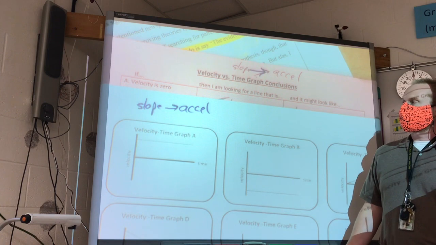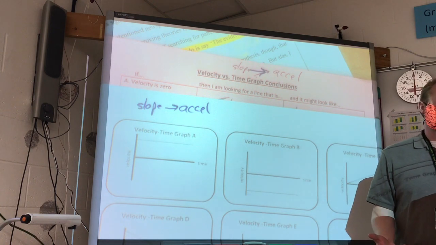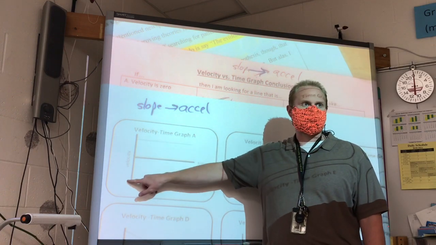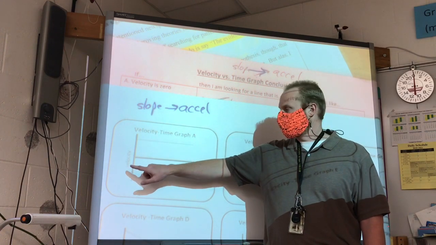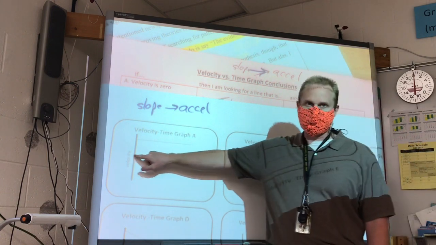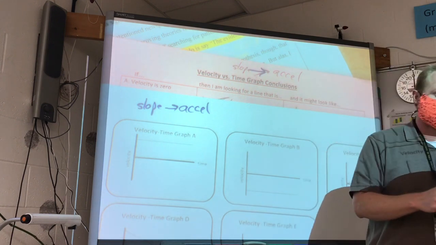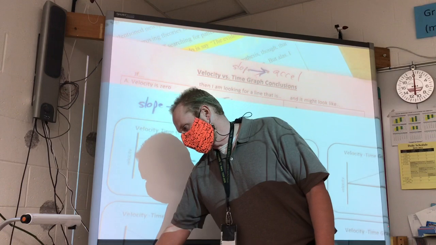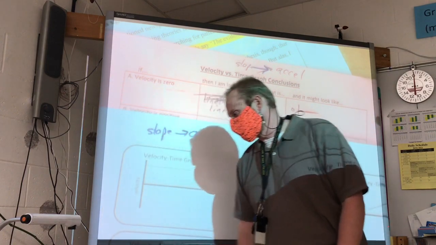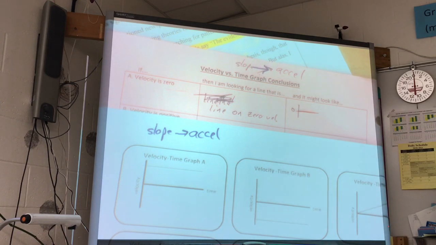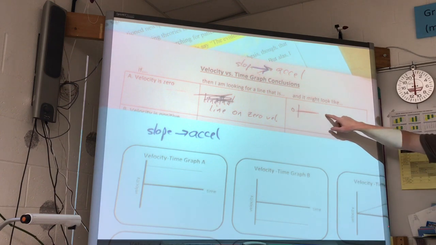So how do we determine if the object is moving? How do we determine if the velocity is 0? Well, velocity is directly on the y-axis. So we are looking for a line that would have a value of 0, not crossing only at one point of 0, but it has a value of 0. It's going to have a value of 0 on the y-axis, which is kind of hard to see, but I drew a red line here.